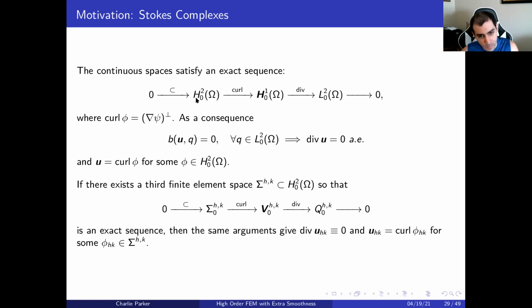What this means in terms of the original problem is that the second equation, b(u,q) equals 0 for all q in L^2, implies the divergence of u is 0 almost everywhere, and that u is also the curl of some function in H^2_0. So if you can find some third finite element space so that the spaces you choose also satisfy an exact sequence property, then your numerical solution will also be pointwise divergence free, at least up to machine precision. And it'll be the curl of some function in this H^2 finite element space.